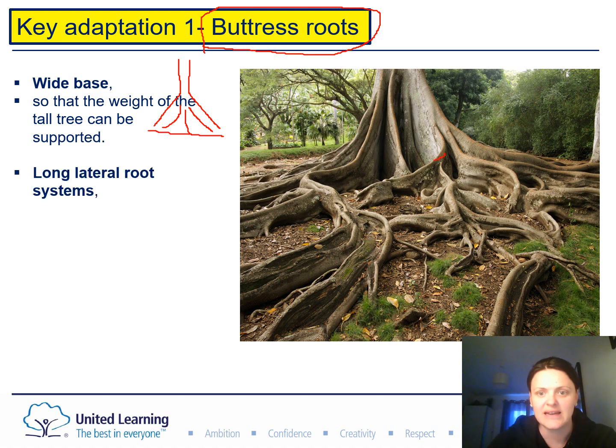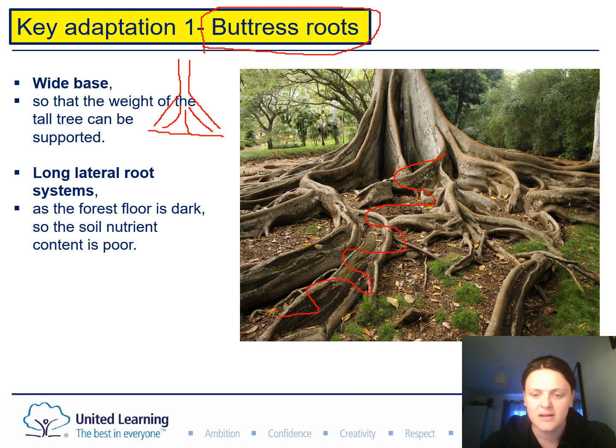They have a long lateral root system. You see, look, the roots here go across the surface of the ground instead of going deep in like we think roots do. Because the forest floor is dark, the soil quality is really poor. There's not much nutrients there. So the roots have to go out along the surface to try and suck up the small amount of nutrients.